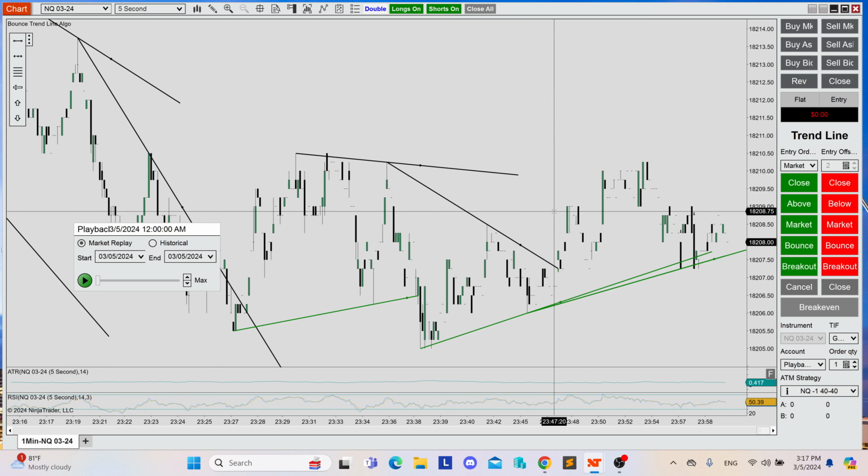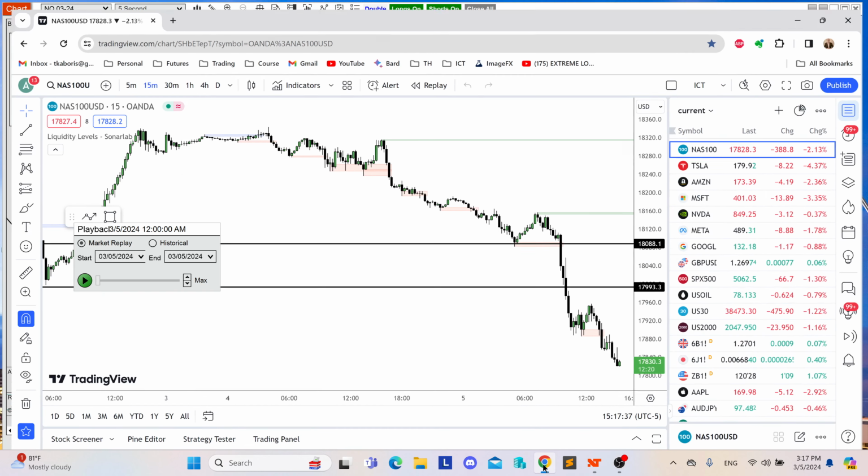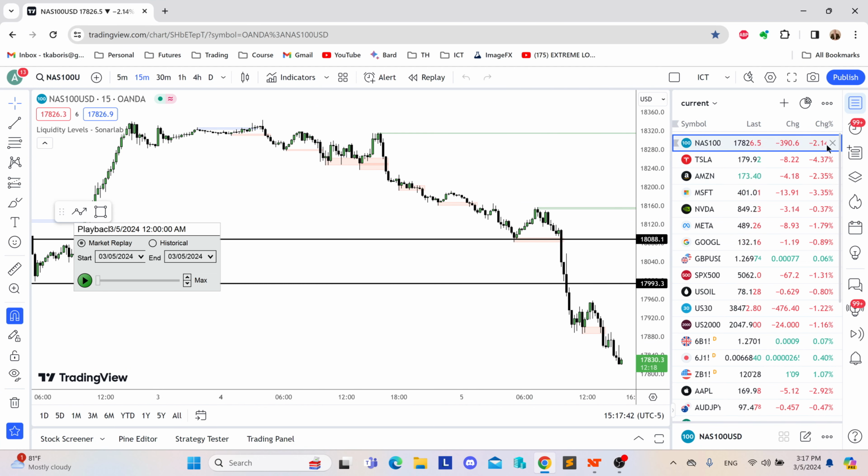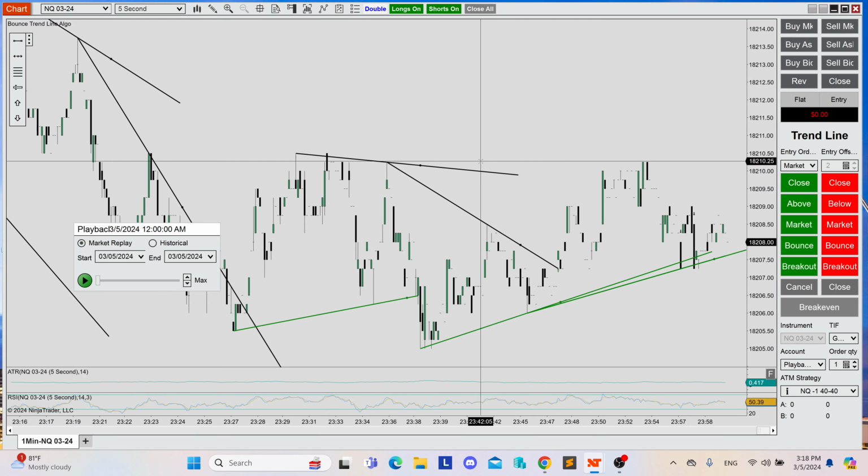Hello traders, I want to show you the backtesting results for today's date for the bounce trend line algo, which was performed on March 5th, and I want to show you how this day looked. So we are down more than 2%. We started right here. It went down. It was one-sided. So let's see how the trendline strategy performed during that day.